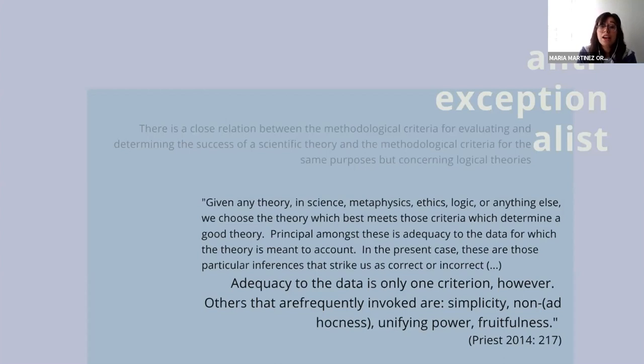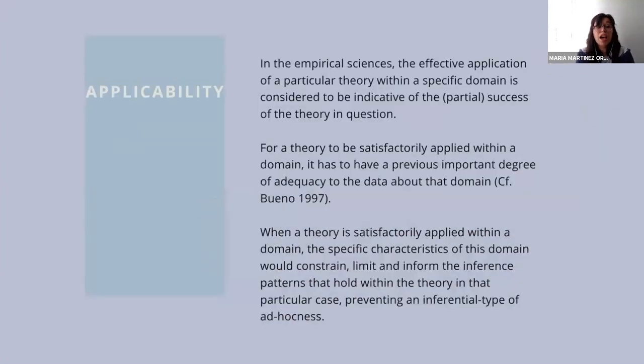So this is coming from Priest, who is a very clear anti-exceptionalist about logic, in particular about non-classical logic. And what this quote from Graham suggests is that applicability plays an important role. We want to see that a theory that is designed to account for a certain domain, when being put over that domain, works well. It satisfies our goals and the expectations that we had about its application in that domain. And that relates to what applicability does in empirical sciences.